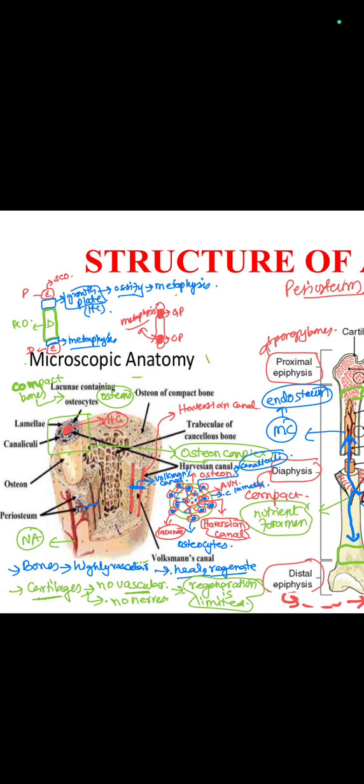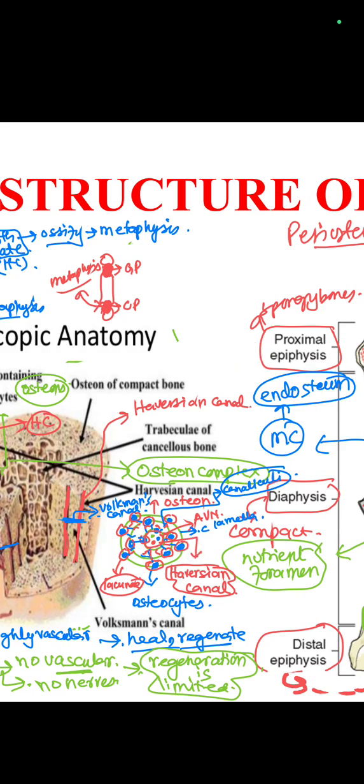and this is the Volkmann canal, which is between the two Haversian canals. It is the attachment between the two Haversian canals.